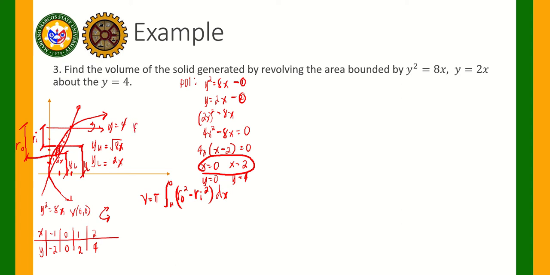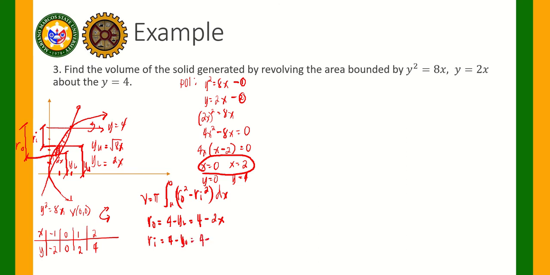Our R outer is equal to 4 minus y lower. So 4 minus y lower is equal to 4 minus 2x. For our R inner, that is equal to 4 again. Now, what do we subtract from it? It is y upper. So 4 minus y upper, that will be R inner.